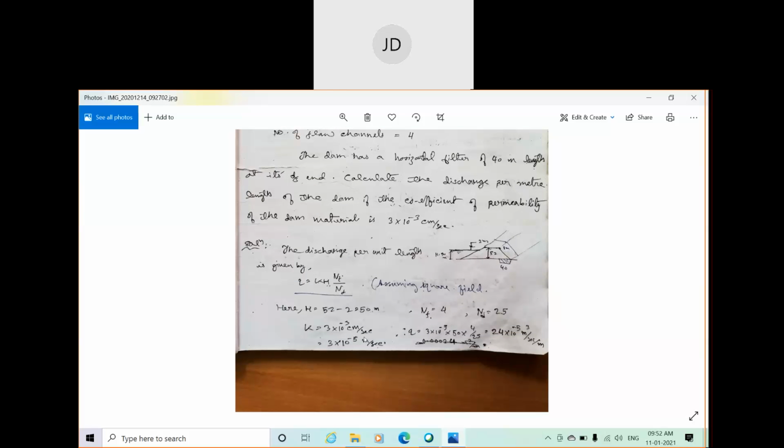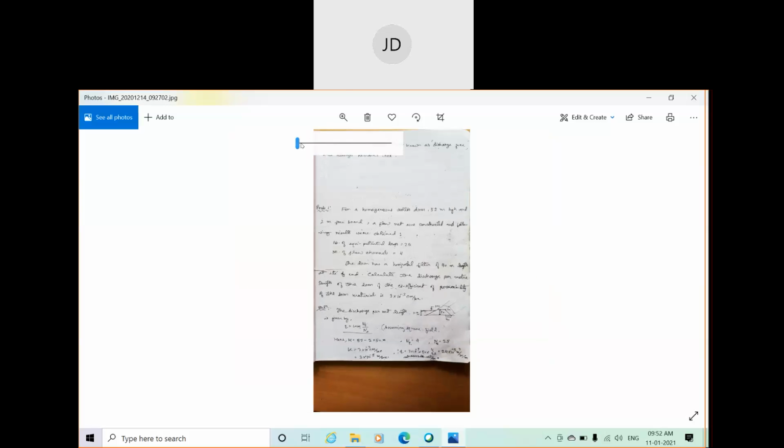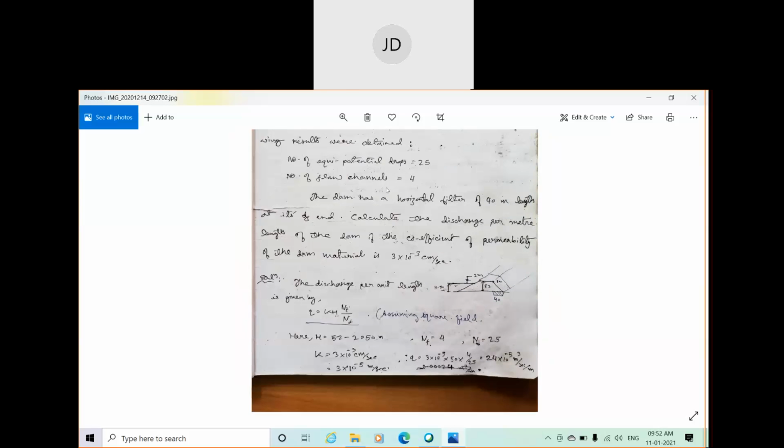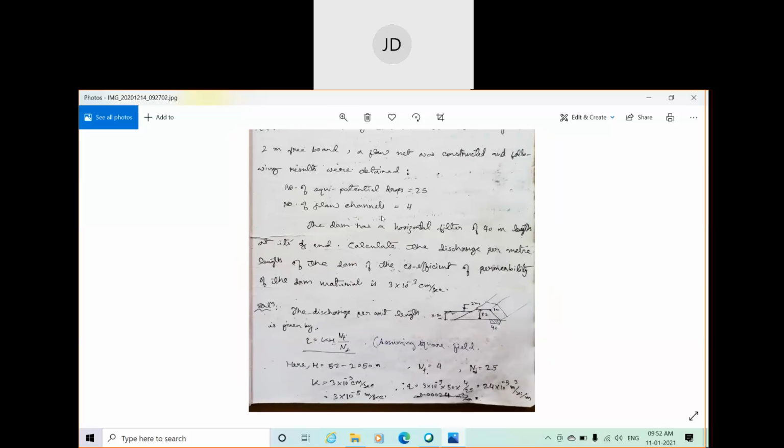So this is all about today's class. I just want to introduce to you one basic numerical on this flow net. With this, I just want to conclude module 2. Fine. Is it clear to you?